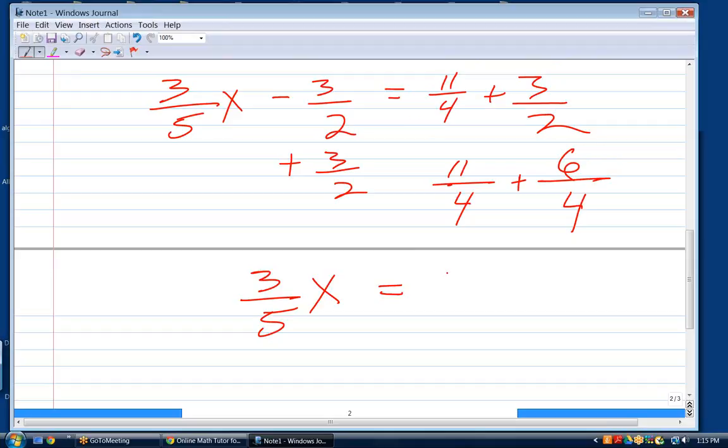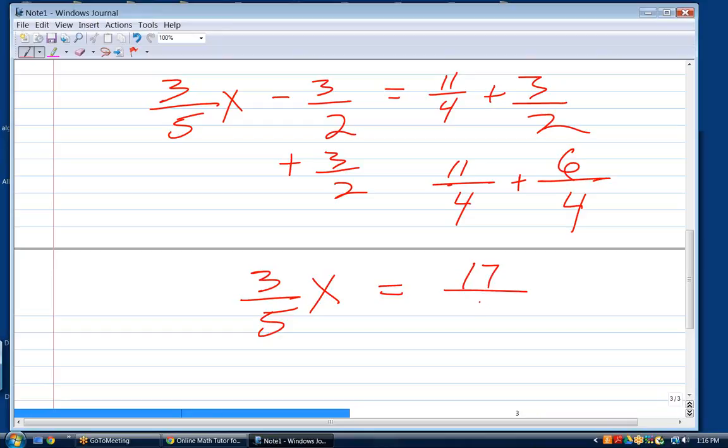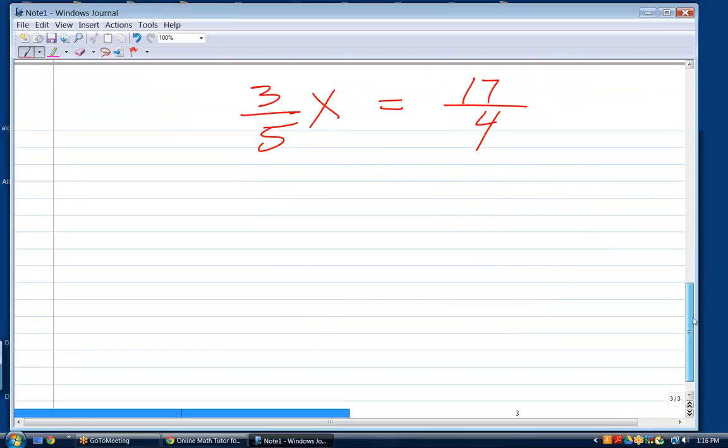17/4. You got it. What's the next step? There's only one more step needed to get to here. Divide by 3/5 on each side. All right, which is the same as multiplying each side by what?